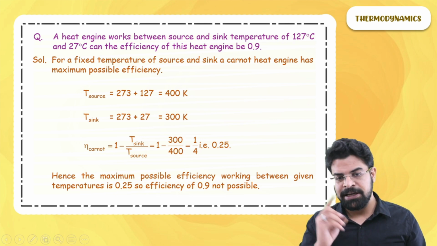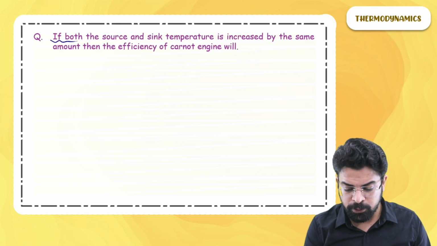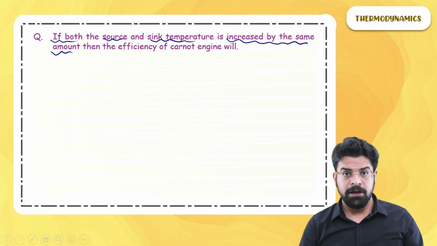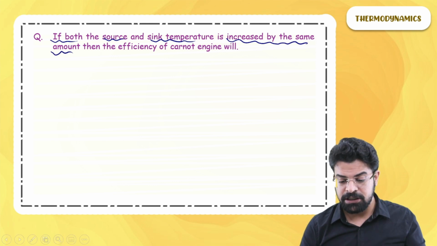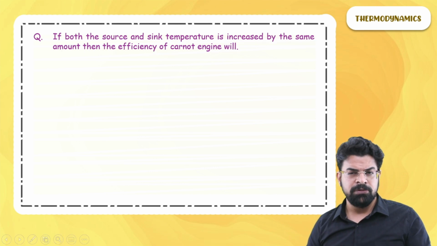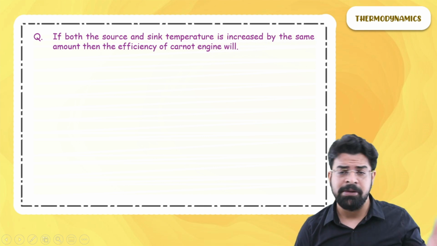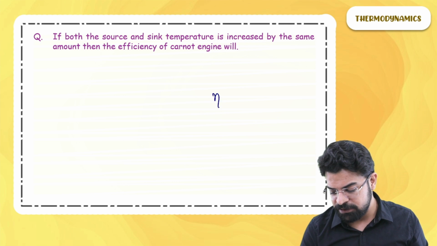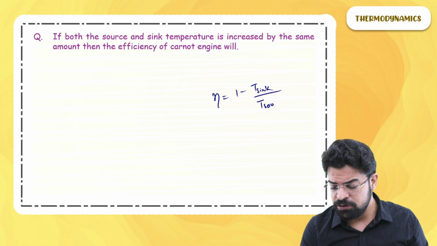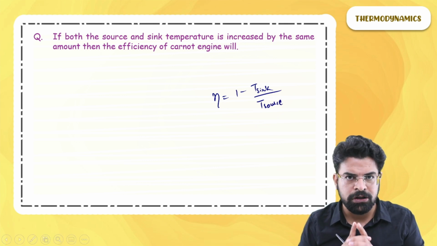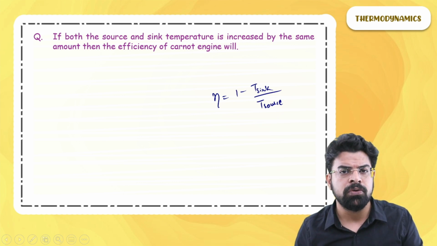Okay, let's see the next example. If both the source and sink temperatures are increased by the same amount, then the efficiency of the Carnot engine will increase, decrease, or remain the same. Now many a time, as soon as students see this question, they're like, okay, efficiency equals 1 minus temperature of sink upon temperature of source, so if you increase them by the same amount, the efficiency should remain the same. No, that is not at all the case. So let's see what happens to the efficiency.